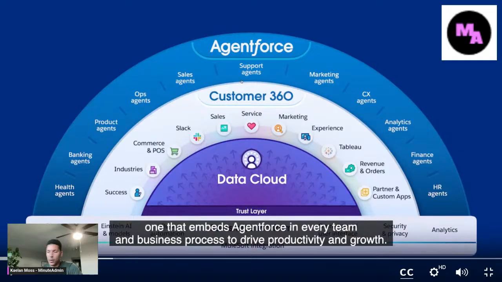So the first thing I want to show here is Customer 360. You have Sales Cloud, Service Cloud, Marketing Cloud, Experience Cloud, Tableau, Commerce Cloud, Industry Cloud. You have all these different Customer 360 tools, and then you have DataCloud that powers all of them. Then you have Agentforce, like health agents, banking agents, product agents, ops agents. All of this Agentforce sits on all of these different clouds, and DataCloud powers all of this stuff.